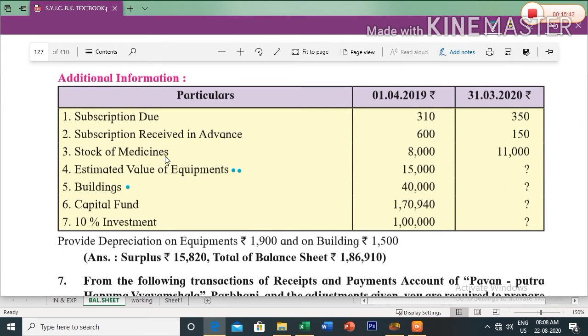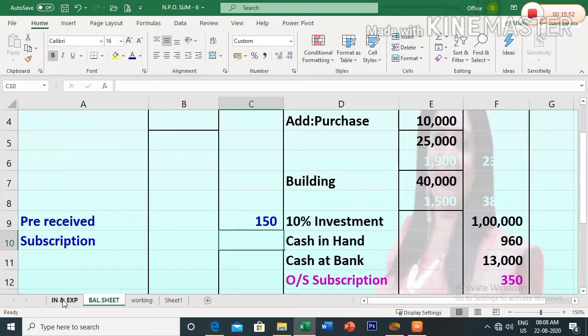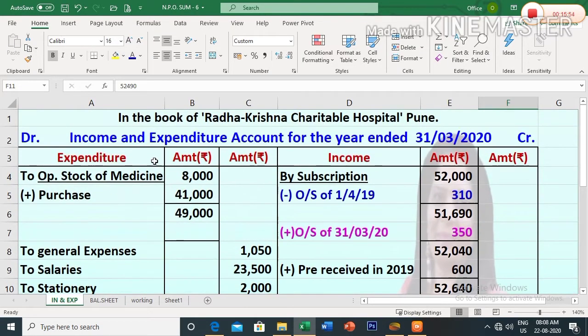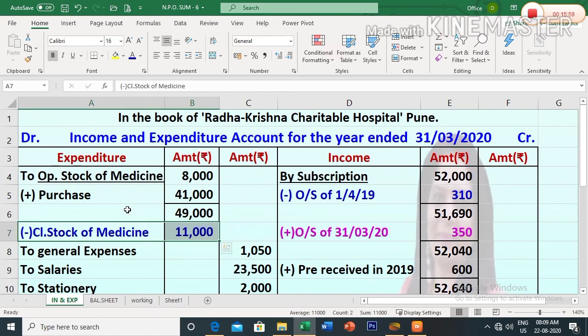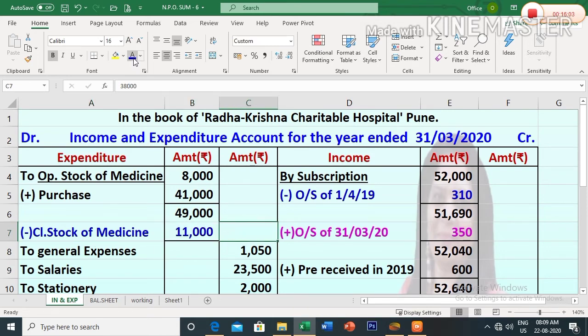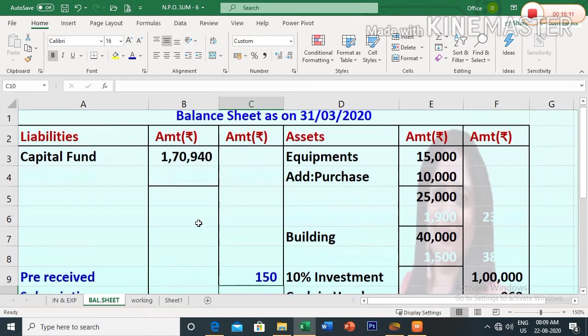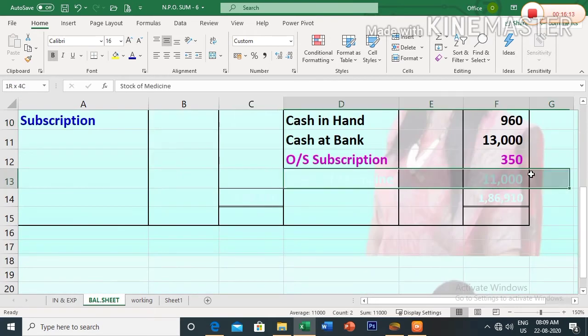Stock of medicine. This stock 8,000 is the opening stock, which we have already recorded. This is the closing stock of medicine. The closing stock of medicine will be deducted in the income and expenditure account, expenditure side. Here you have to deduct it from the stock of medicine. So less closing stock of medicine 11,000, and in the outer column the amount will be 38,000. The second effect will be given in the balance sheet, asset side. You have to record stock of medicine 11,000.